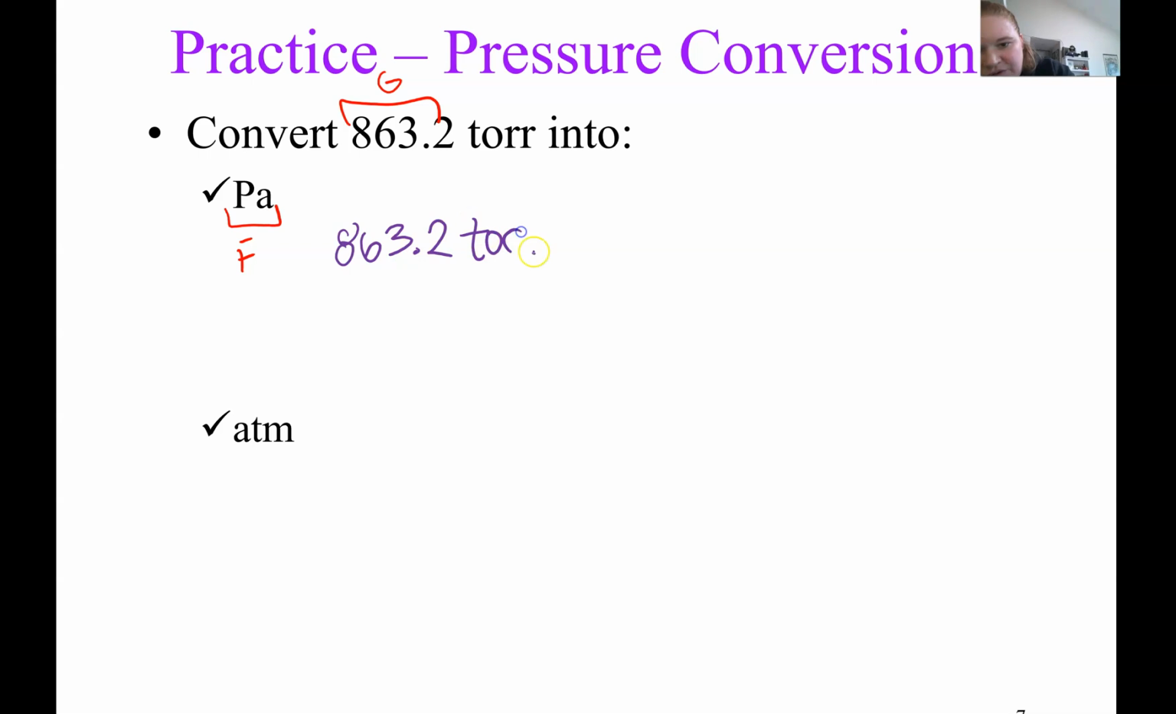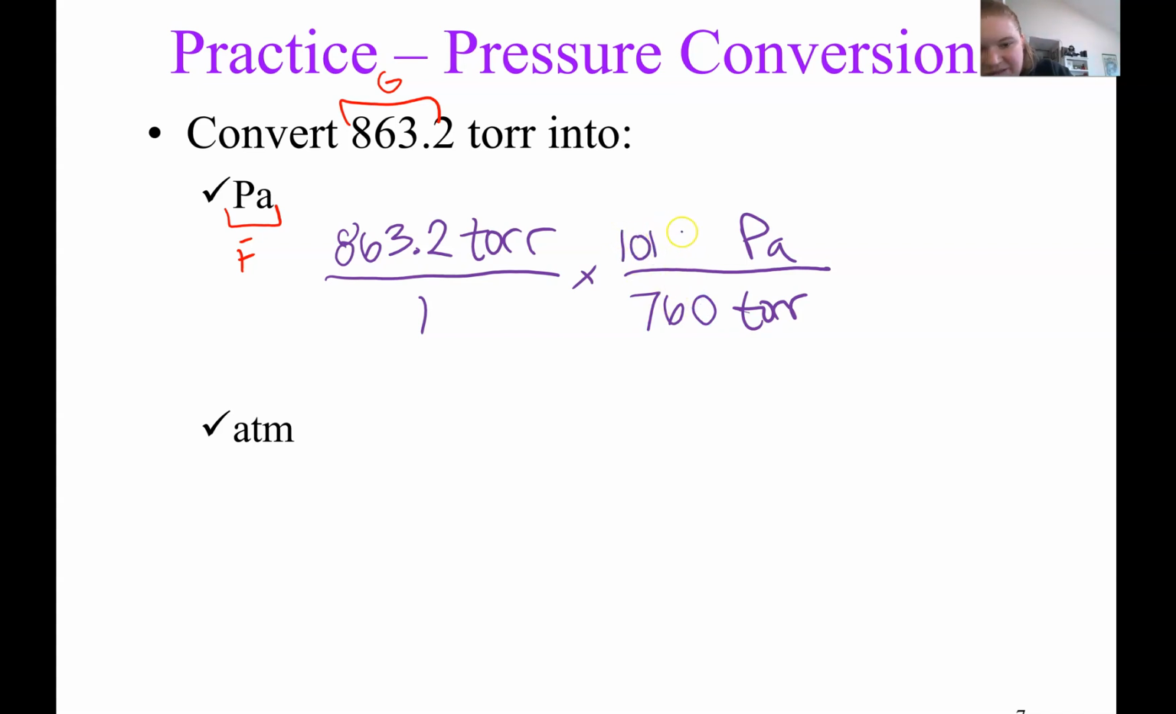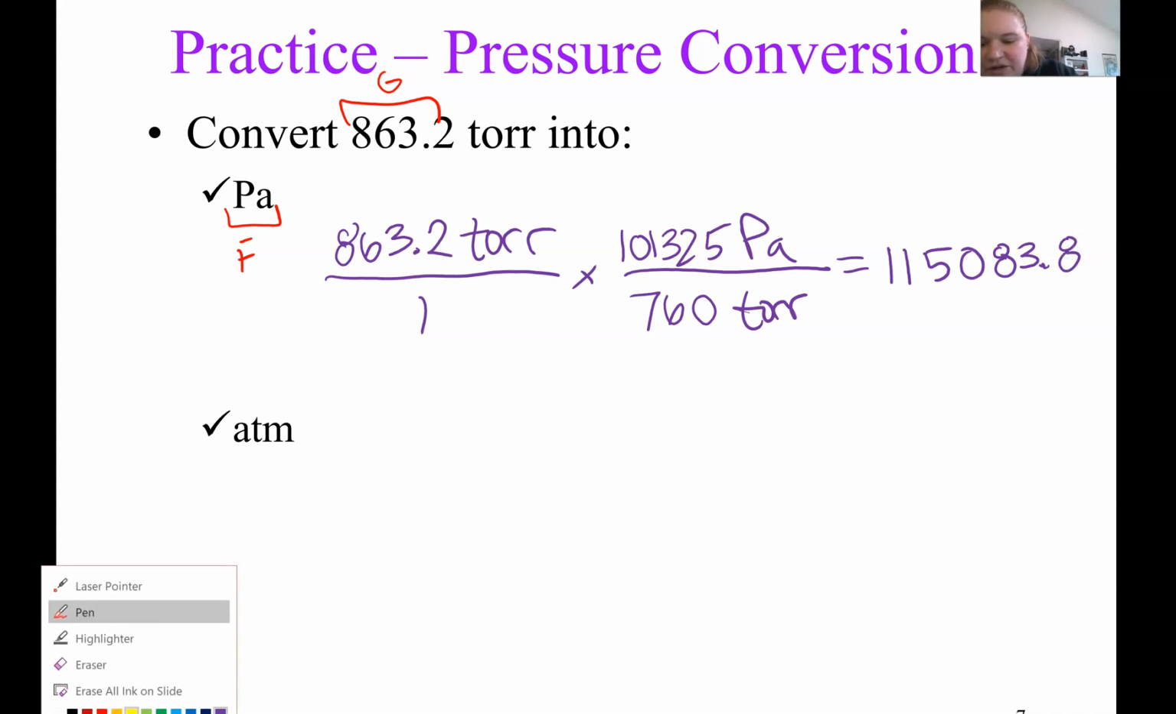863.2 torr. Torr on the bottom, pascals on the top, and my conversion factor from the chart is that 760 torr is equal to 101,325 pascals. So we put it in our calculator, and our calculator says 115083.8. We're going to do our sig fig and unit check.